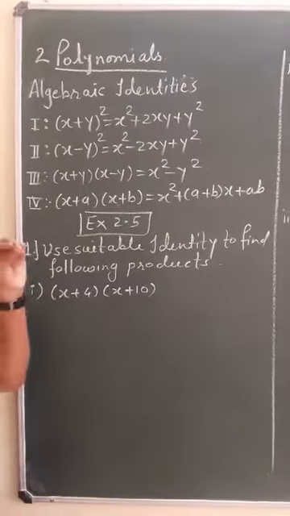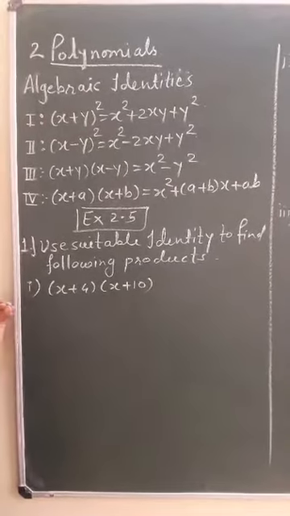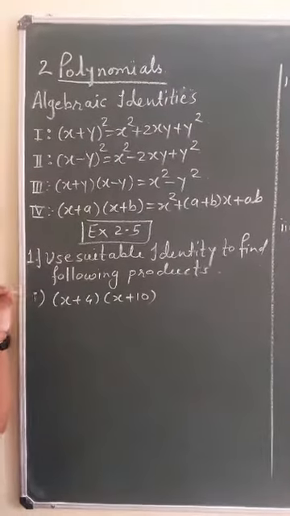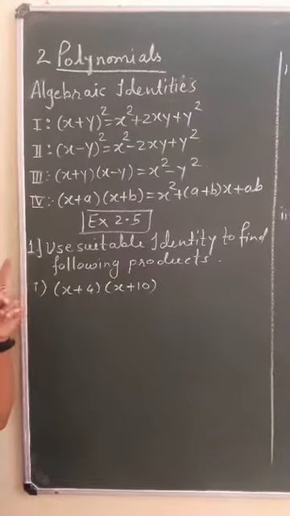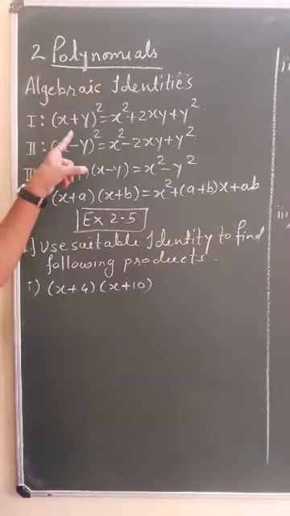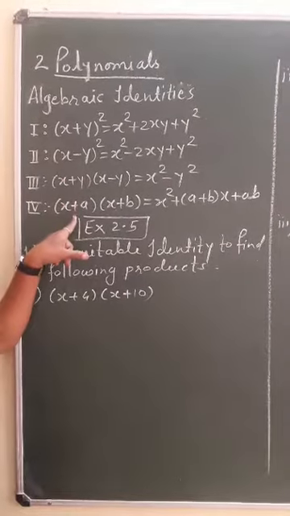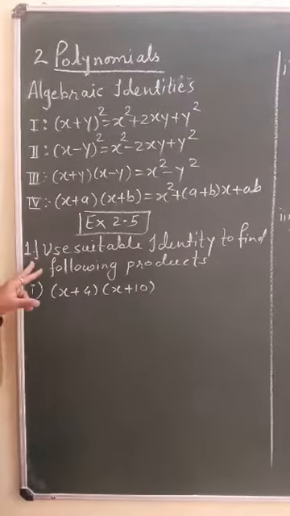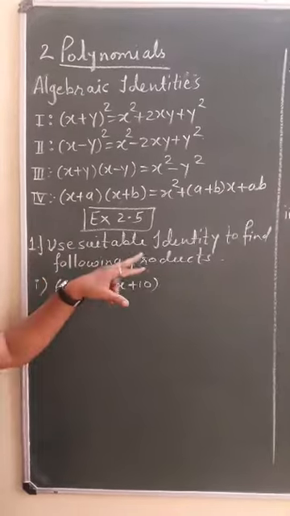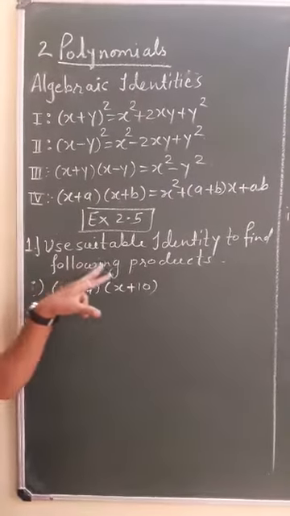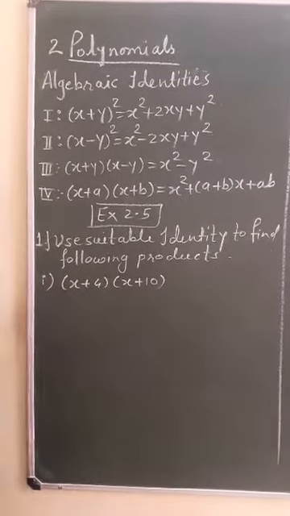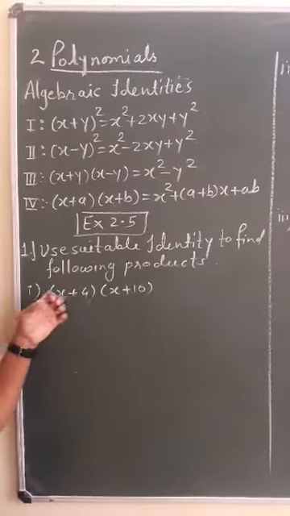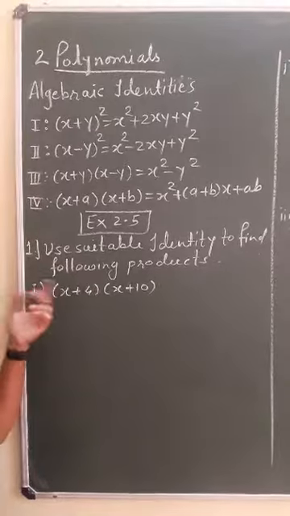Jai Gurudev student. Today we will take some problems based on algebraic identities. That day I already gave all the identities, up to the 7th identity in total, and I told you that you have to recite them. I have written the first, second, third and fourth identities. Now exercise 2.5, first problem. Use a suitable identity to find the following product. You have to think about which identity we will use to solve this product.